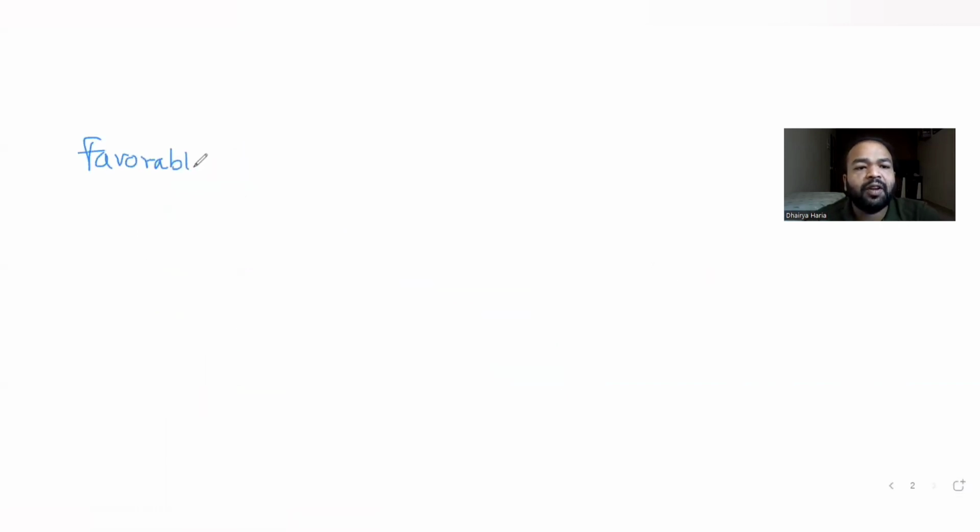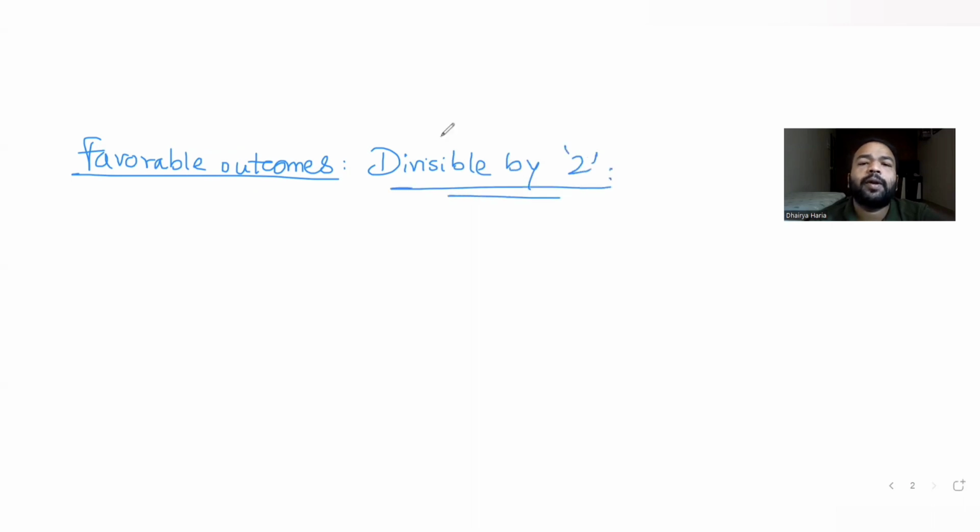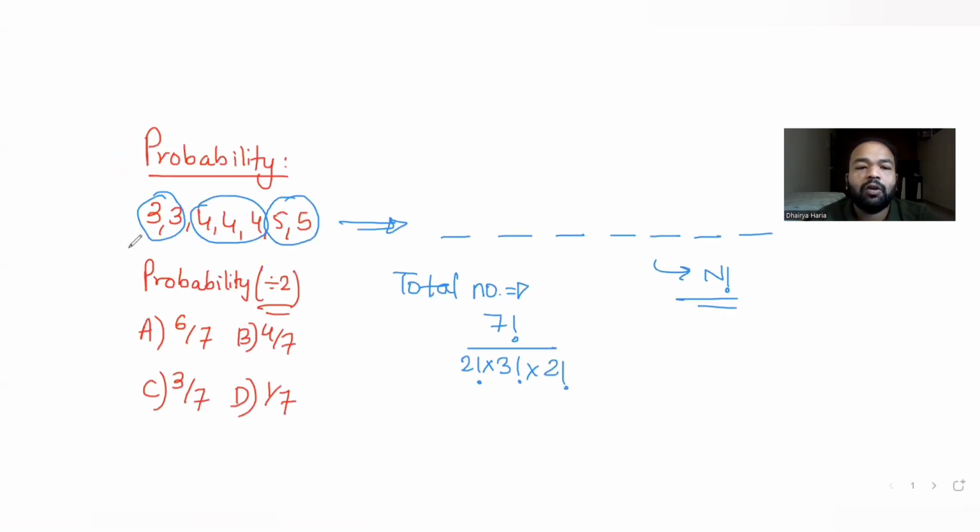Now for the favorable outcomes, we have been asked to find the probability that the 7-digit number formed is divisible by 2. For the number to be divisible by 2, in the first 6 places I can have anything, but in the last place I should have a digit which is divisible by 2. Out of the options 3, 4, and 5, I can only have 4 in the units place.